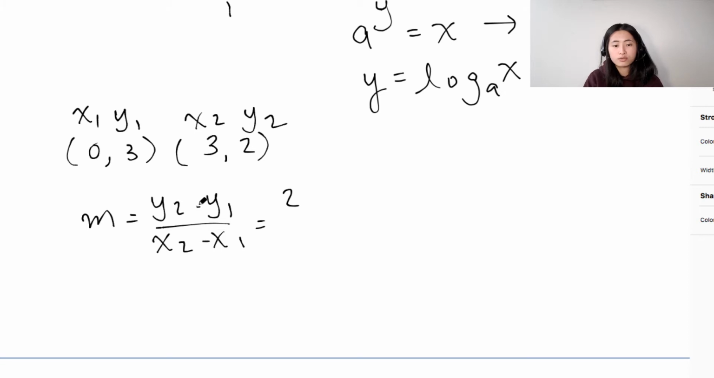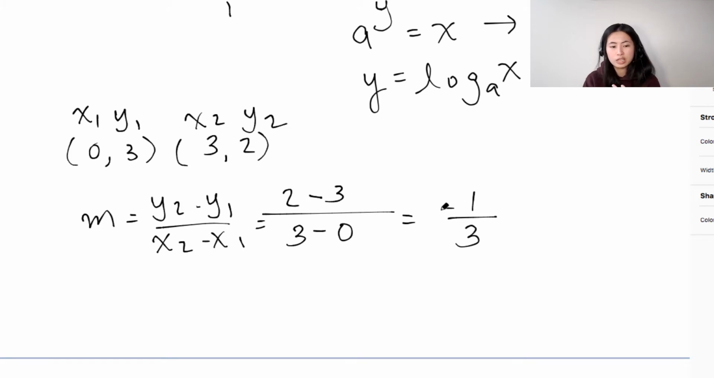As you can see, this formula has the negative sign, so make sure that if you have a negative coordinate, you distribute that. So you have negative y1, which is 3, and your x2 is 3, then your x1 is 0. Great. So we have 2 minus 3, which is equal to -1, and underneath is 3 minus 0, which is equal to 3. So m is equal to -1 over 3. That's our slope.